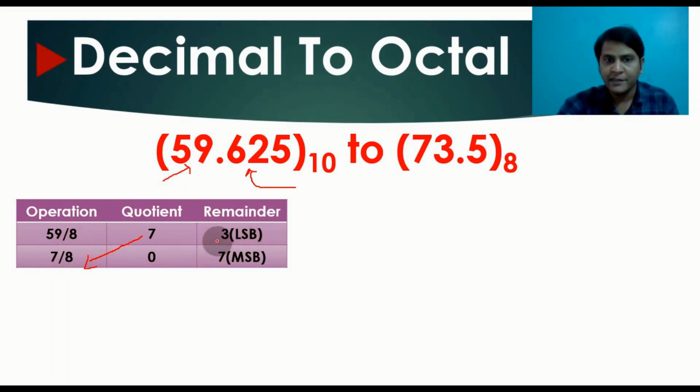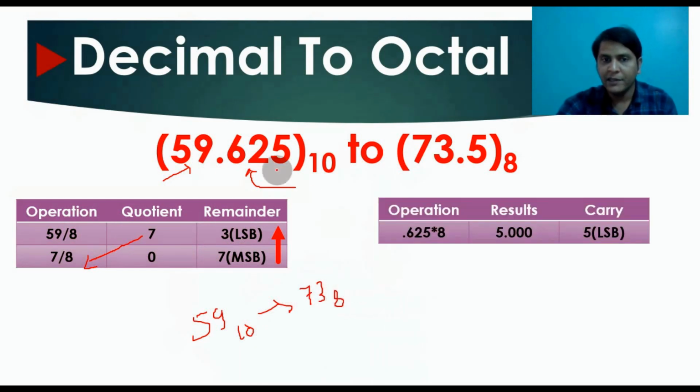So this 3 is the LSB and this 7 is the MSB, and for the integer part, to convert it into octal you have to write from MSB to LSB. So 59 is equivalent to 73. You can write 59 with base 10 as 73 with base 8. Now we will convert the fractional part 0.625 into the octal number.